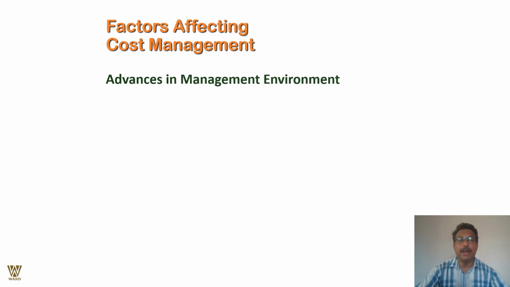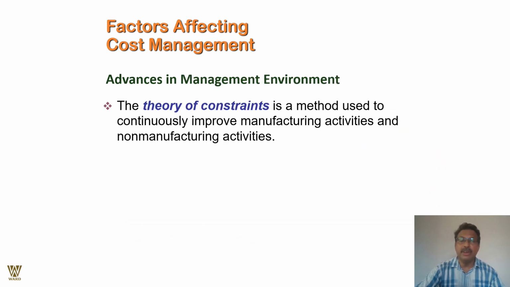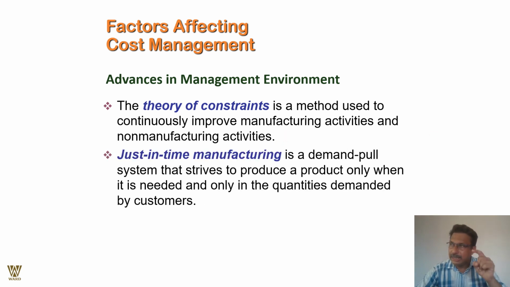Advances in the management environment. What are they? The theory of constraints is the method used to continuously improve manufacturing and non-manufacturing activities. This is the theory of constraints that we need to go through. JIT, just-in-time manufacturing, is a demand-pull system. You don't produce and keep it in inventory because that is consuming capital. So you produce as and when required, only when the product is needed.